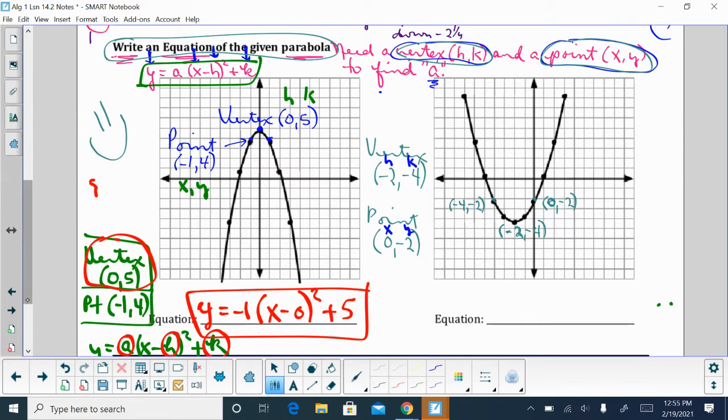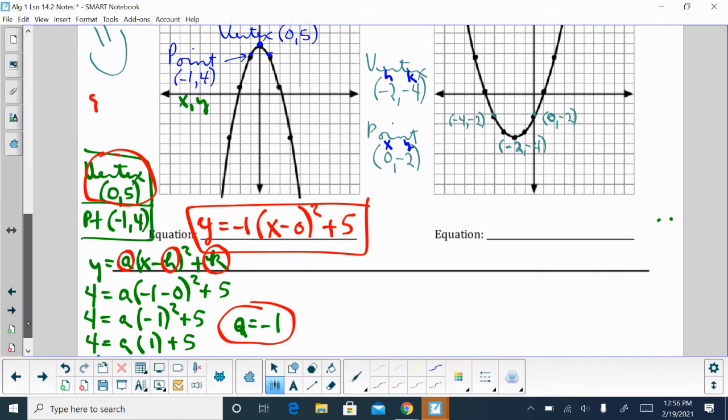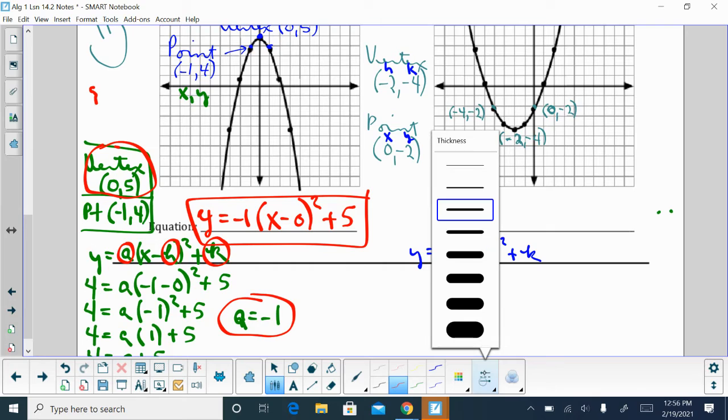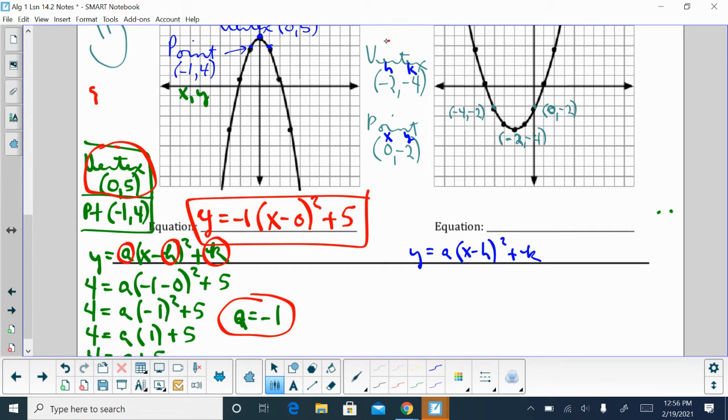And so now when I use the basic form for a parabola, y equals a(x minus h) quantity squared plus k. What I'm going to need to do is substitute this information that I have from this specific graph in here for y, x, h, and k. So now let's take that info in there, and the only thing we'll have to find is a.